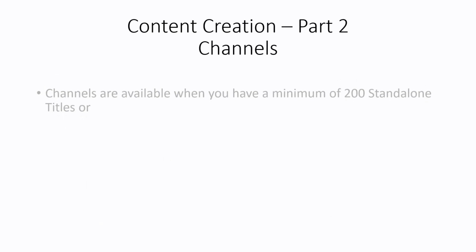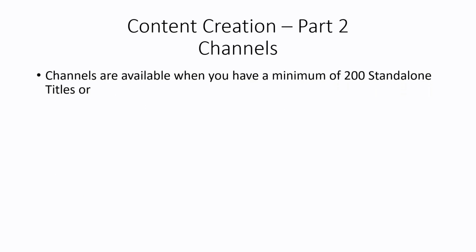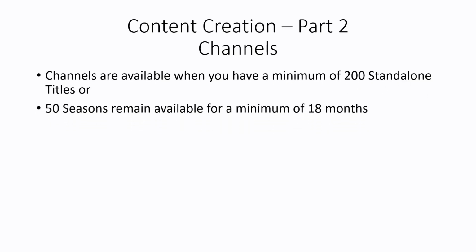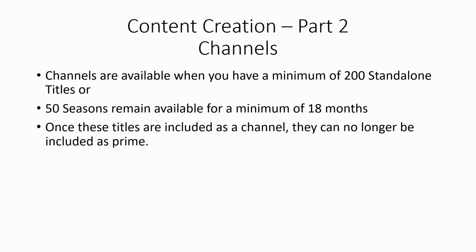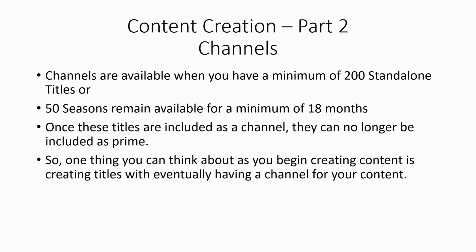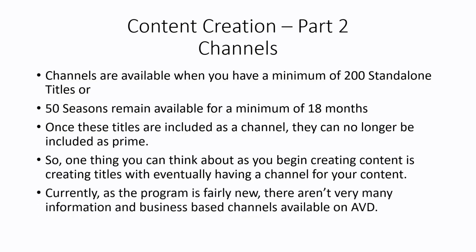Now, with respect to channels, they are available when you have a minimum of 200 standalone titles or 50 seasons available for a minimum of 18 months. That's quite a bit of content, but it may be something that you want to build toward. Once these titles are included as a channel, though, they can no longer be included as Prime Video. So one thing you can think about as you begin creating content is creating titles with eventually having a channel for your content. Currently, as the program is fairly new, there aren't that many information and business-based channels available on Amazon Video Direct. So there's plenty of room for you to create your content.